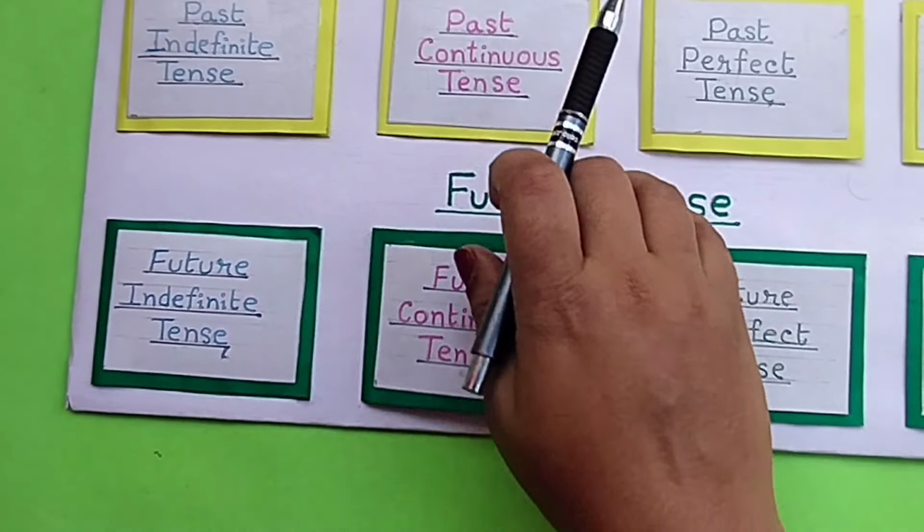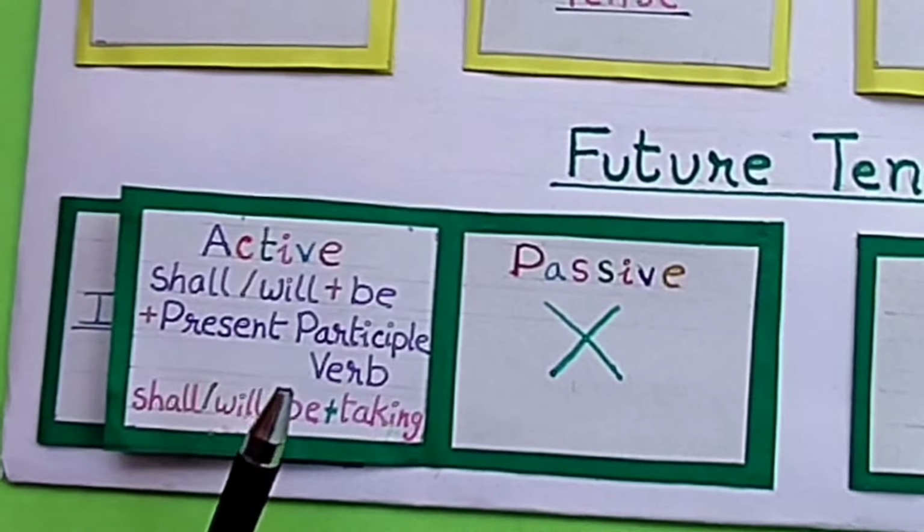Future continuous tense. Active voice: shall or will plus be plus present participle form of verb, shall or will plus be plus taking. For example, Sonju will be painting the house.